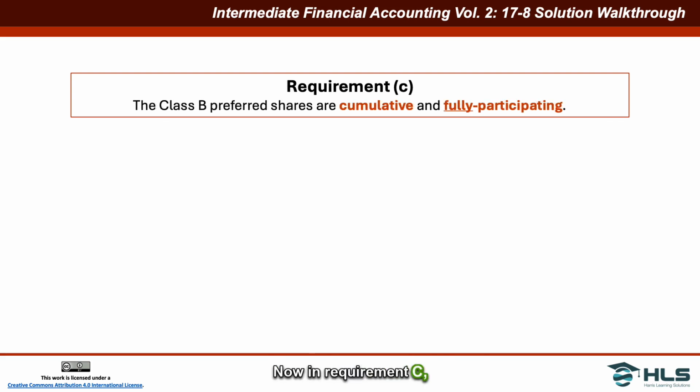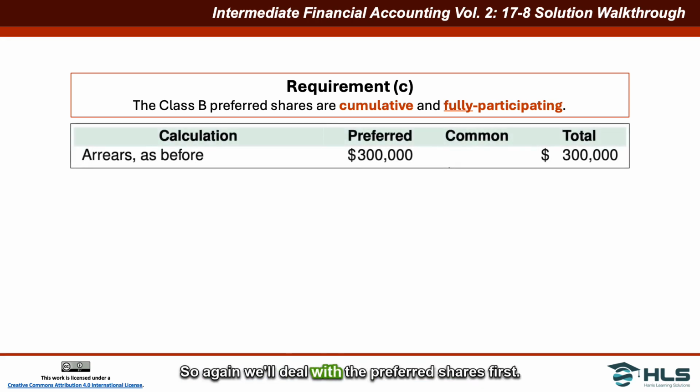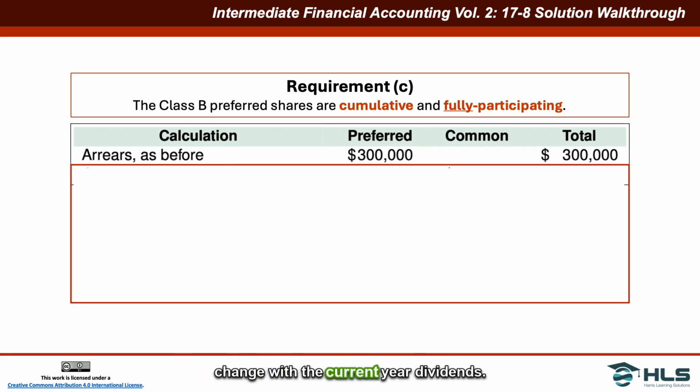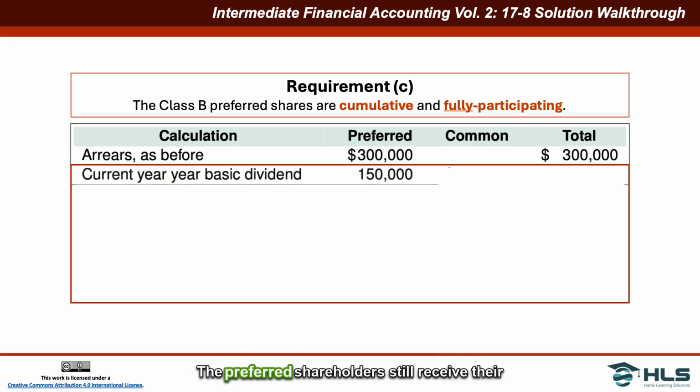Now in requirement C, those Class B shares are considered to be cumulative and fully participating. So again, we'll deal with the preferred shares first. The arrears are $300,000 as we calculated previously, but now things change with the current year dividends. The preferred shareholders still receive their $150,000 current dividend, but the common shareholders also participate in the current year dividend at the same rate as the preferred shareholders.